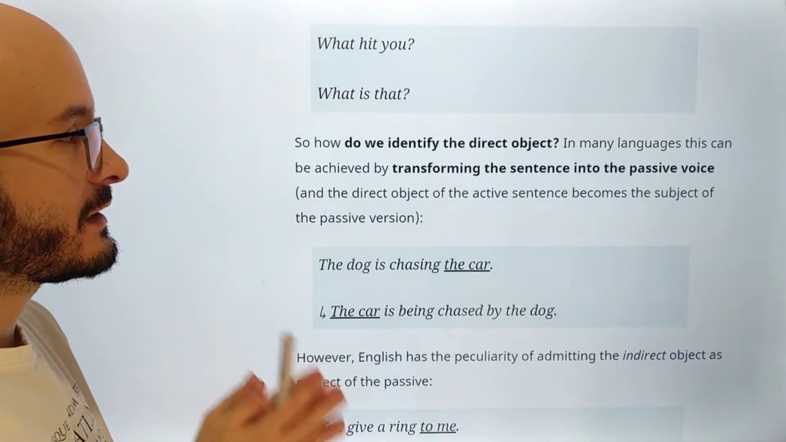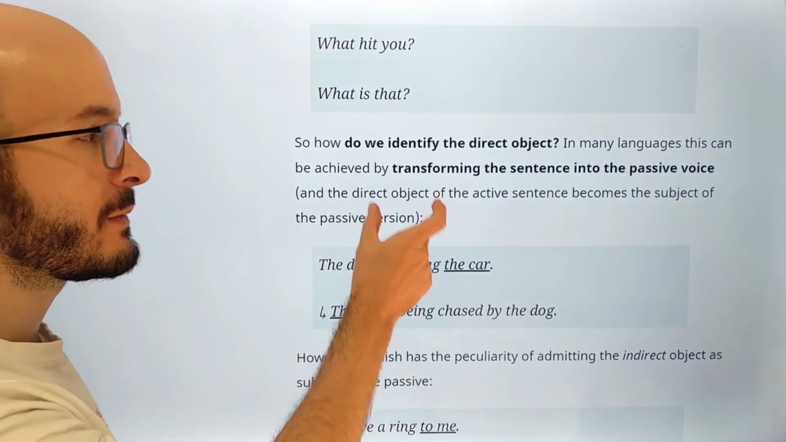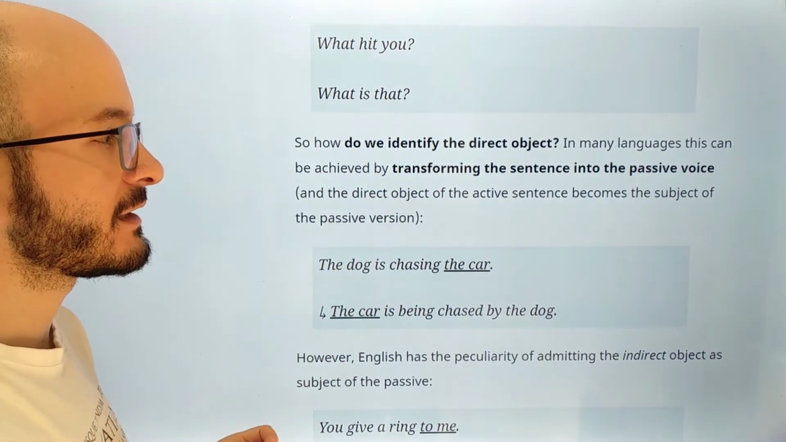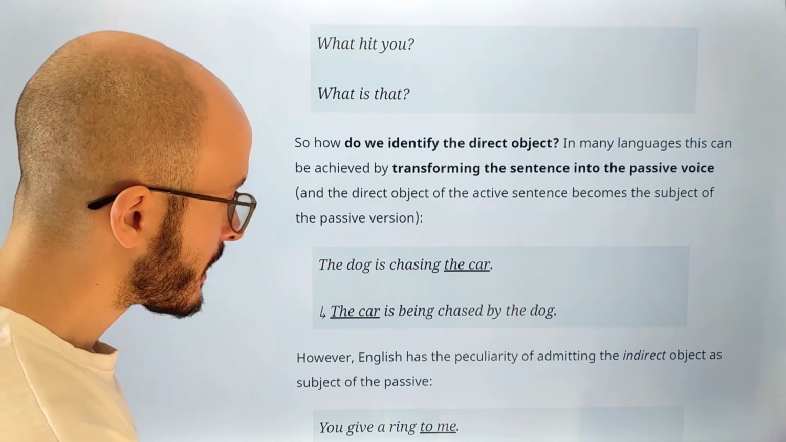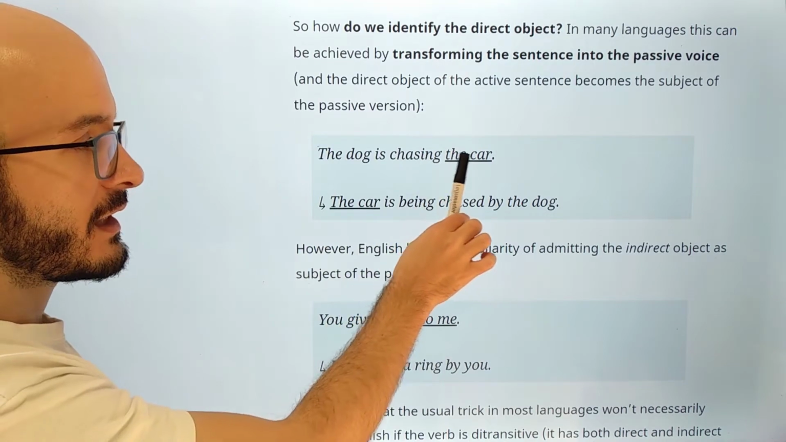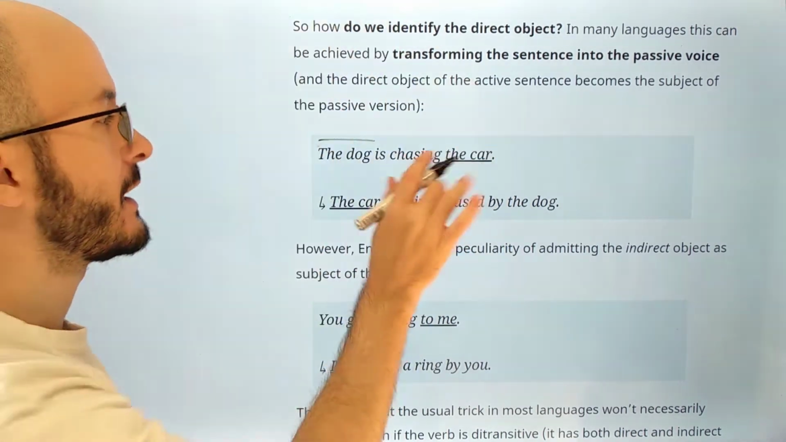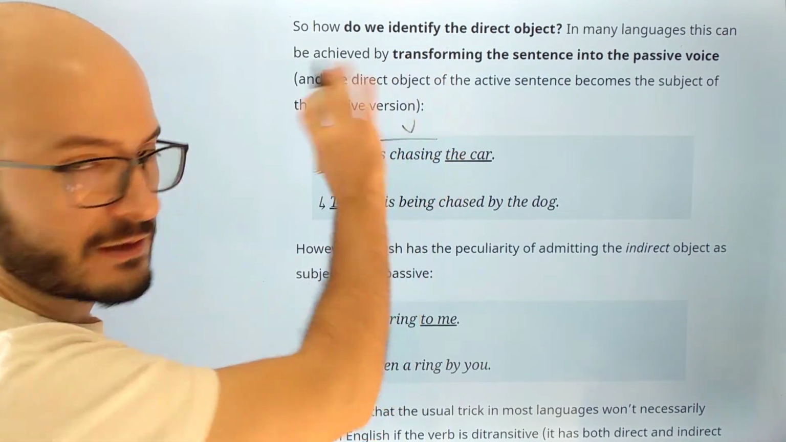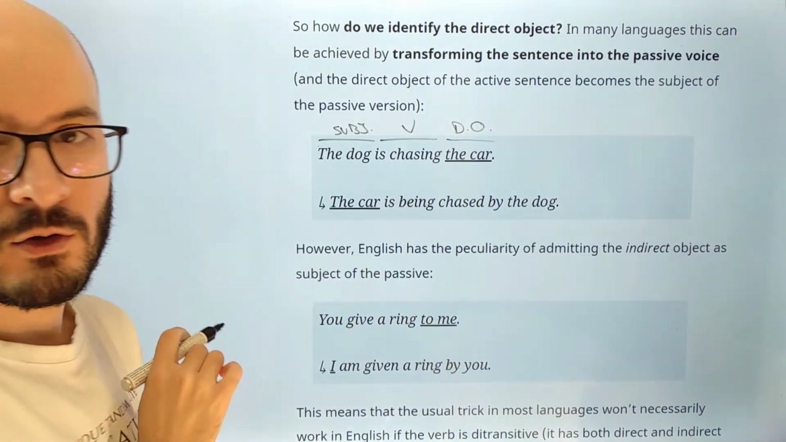So how do we identify the direct object? In many languages, this can be achieved by transforming the sentence into the passive voice. And the direct object of the active sentence becomes the subject of the passive version. So let's see it, okay? The dog is chasing the car. So here, preliminary analysis, we would say this is the subject, this, we just say verb, okay? And this seems to be the direct object.